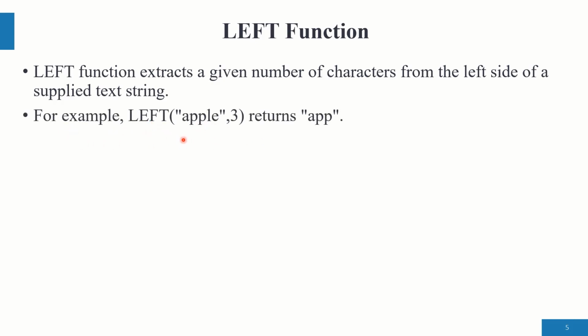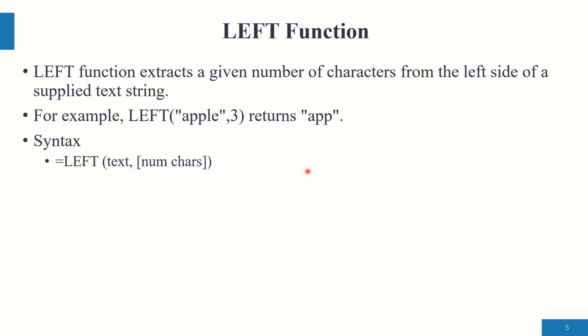Remember, the LEFT function has two arguments. The first argument is the text that you want to separate, for example, the word apples. In the second argument, you type 3, which means you take out 3 characters from the left. So the result will return APP, not the full word. Look at the syntax: LEFT, text, and then num_chars, which means the number of characters.